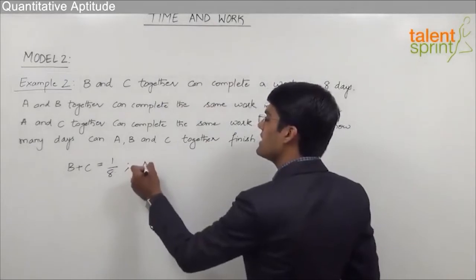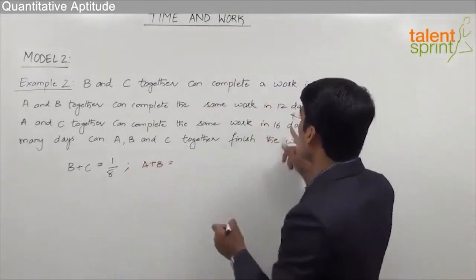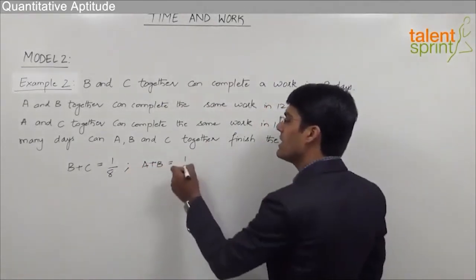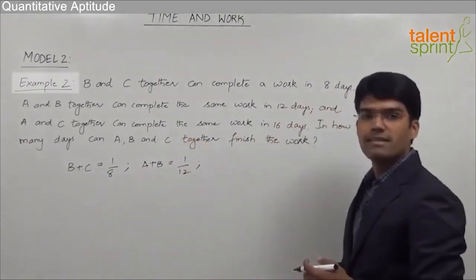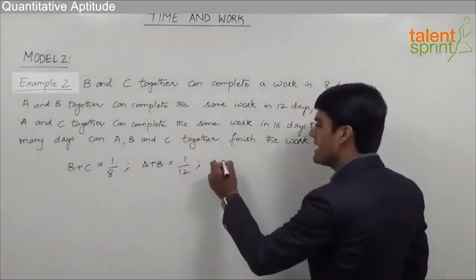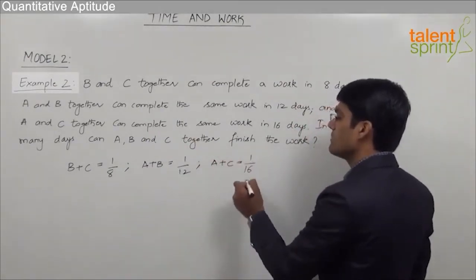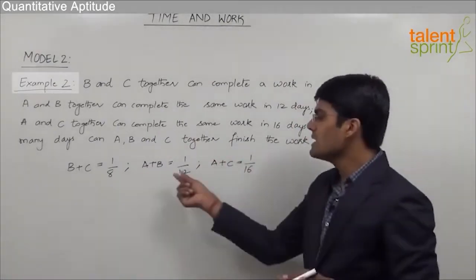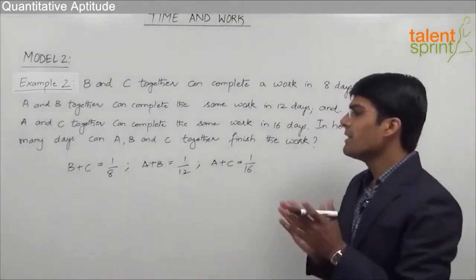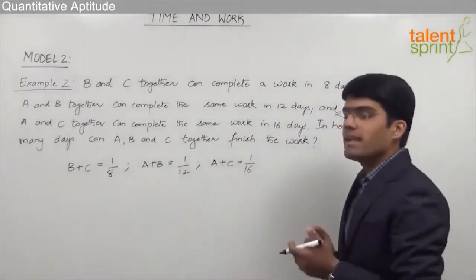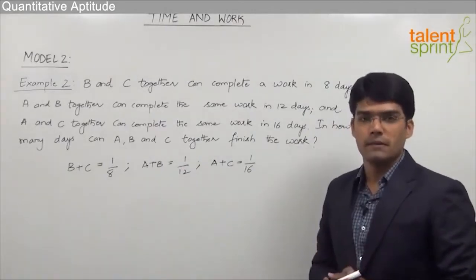Similarly, A and B together can finish the work in 12 days. So the work done by them in 1 day will be 1 by 12. And A and C can finish the same work in 16 days. So the work done by A and C in 1 day will be equal to 1 by 16. So 1 by 8, 1 by 12 and 1 by 16 are the amounts of work done by B and C, A and B, and A and C respectively in 1 day each.